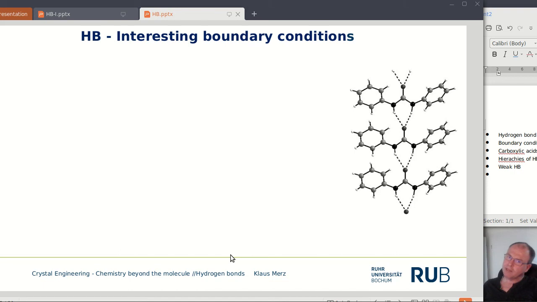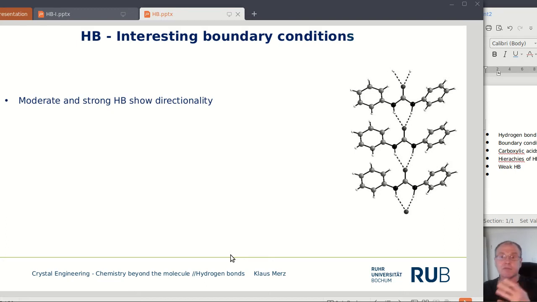Well, let's continue talking about hydrogen bond and have a look at the boundary conditions. Hydrogen bond is interesting in crystal engineering because, especially in the case of the moderate or second class of hydrogen bond, we can use directionality. Directionality to form robust networks is extremely helpful. Yes, this is one point.